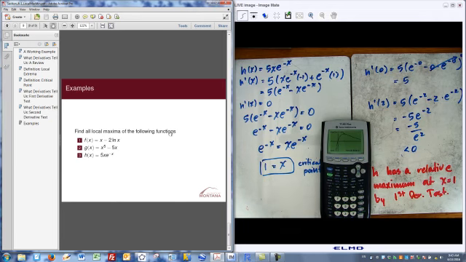Okay, that's it for this section. I hope that you've gotten some good ideas about how to use the first and second derivative tests. Let me know what questions you have.